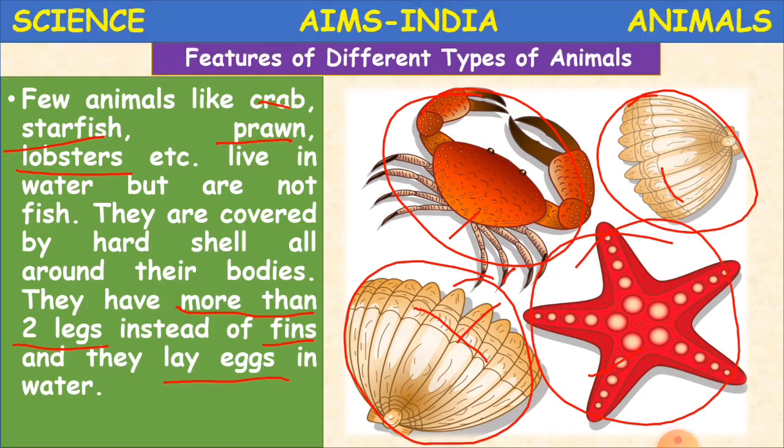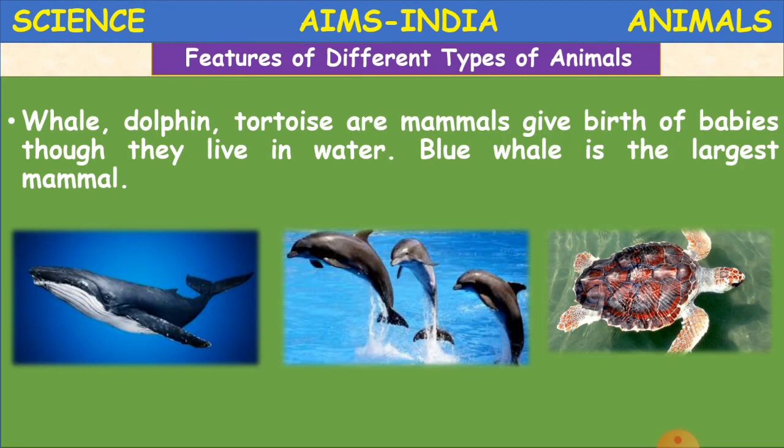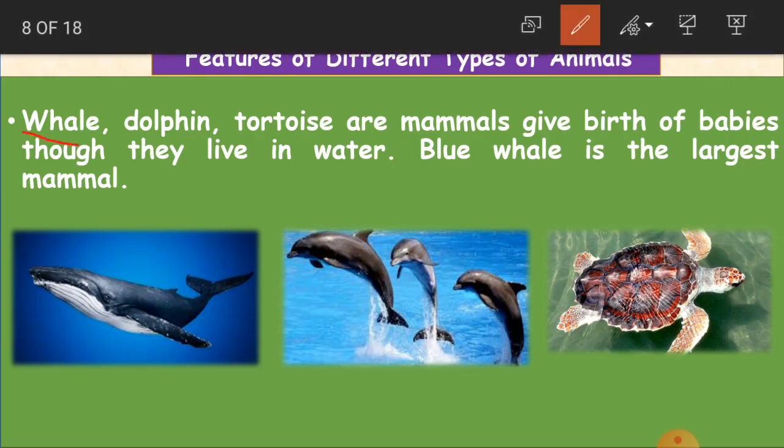Clear, children? So now we'll see the other type of mammals. So what are mammals here? Whale, dolphin, tortoise are mammals, and they give birth to babies though they live in water. See children, mammals are nothing but animals who can give birth to their young ones and can produce milk to feed their young ones. So these type of animals are called mammals.